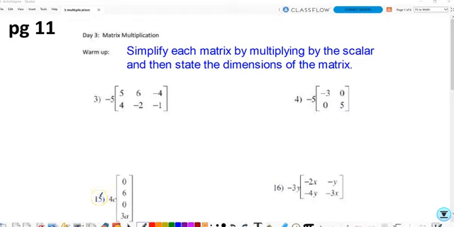Okay, so today's lesson is on matrix multiplication. What I need you to do to start is open to page 11 in your packet, pause the video here and try the warm-up: simplify each matrix by multiplying by the scalar, and then state the dimensions of your matrix.